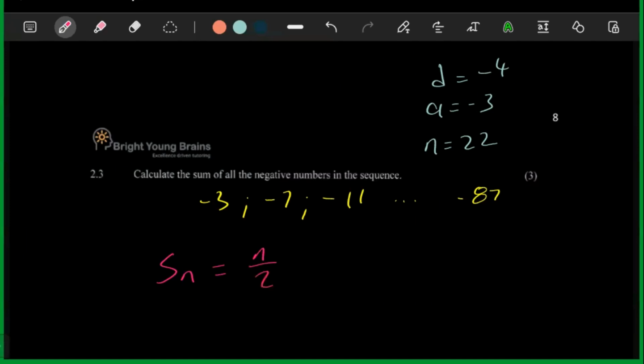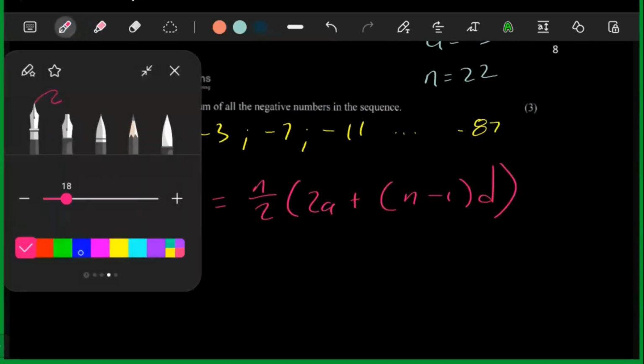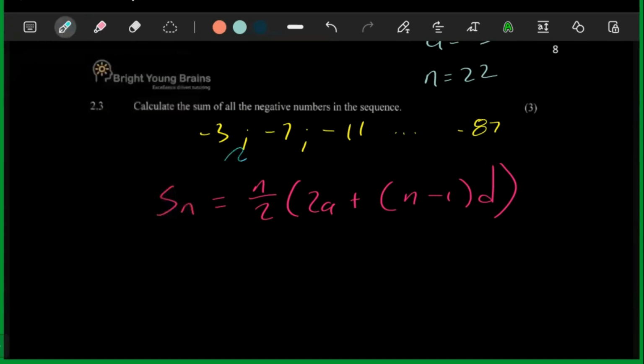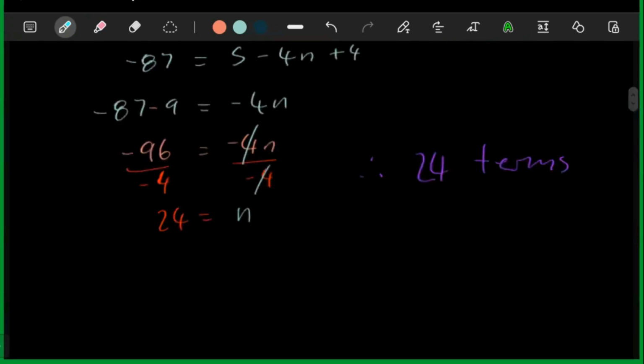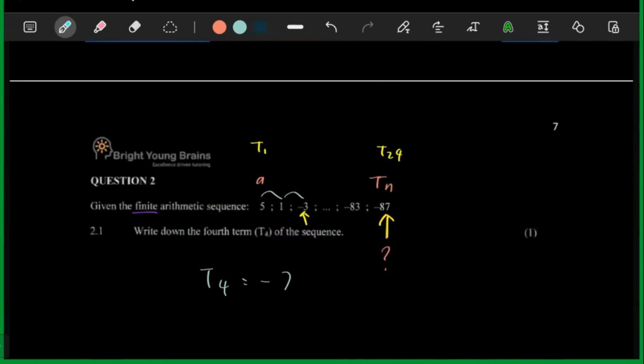So n over 2, 2a plus n minus 1 d. This is the formula that you use to work out the sum of all the terms in your sequence from a specific position up until a specific position, you see. So in this situation, we would be looking at this sequence that we're given as something totally new, starting from 3 going onwards, you see.